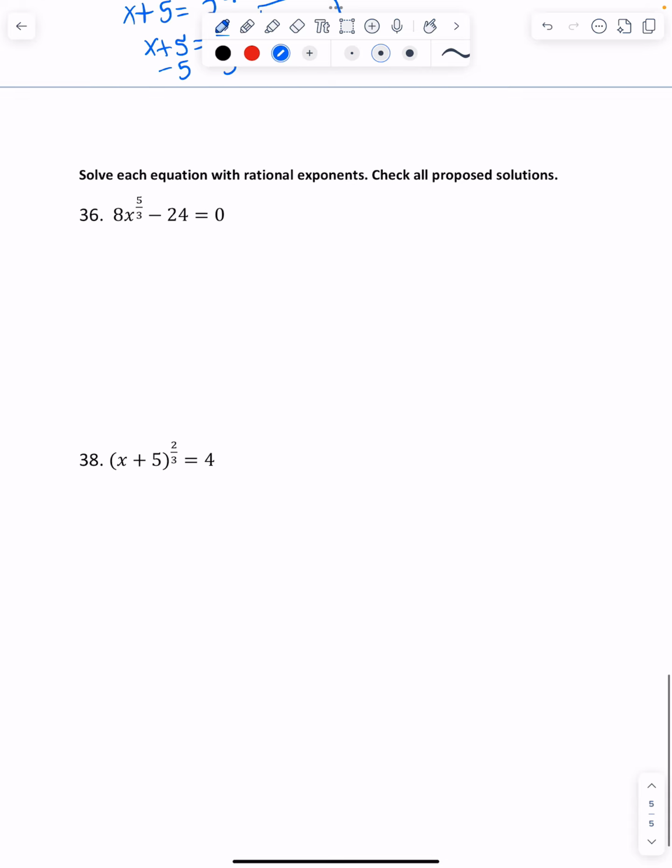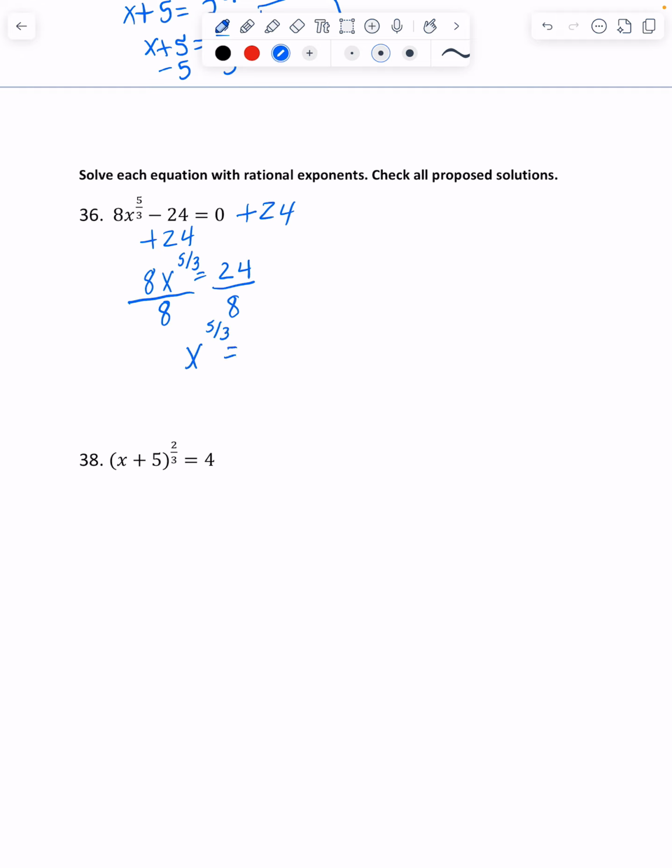All right, let's add a couple of steps to it. This is a very similar problem. The only difference is I've got other stuff besides the variable raised to that exponent. So all I want to do here is I want to get the variable and that rational exponent by itself. So let's move 24 to the other side. I'm going to add 24. I can divide both sides by 8, and that gives me x to the 5/3 is equal to 3.